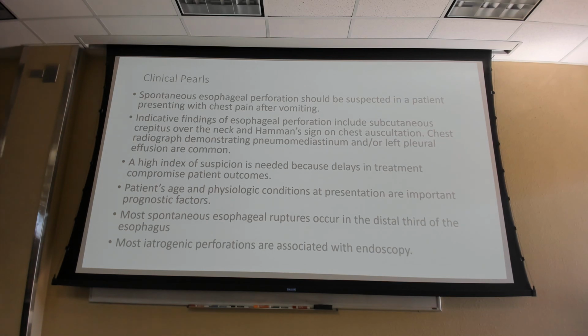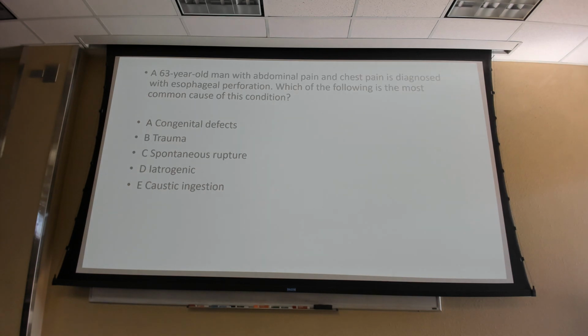And I already talked about how soon, obviously we want to get it in within 24 hours or else pretty high mortality rate for these ones. And most of the spontaneous ones are in the distal esophagus, which is why you have that associated pleural effusion with this one. All right, so you've got a 63-year-old, abdominal pain, chest pain, diagnosed with esophageal perforation. What is the most common cause? We talked about that one already, so everybody agree on D, iatrogenic is the most common cause.